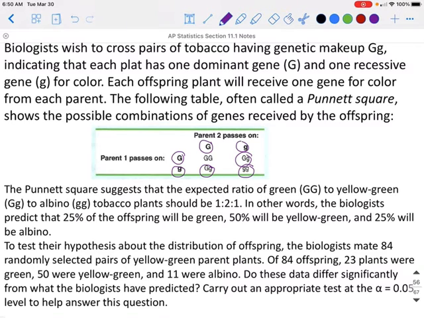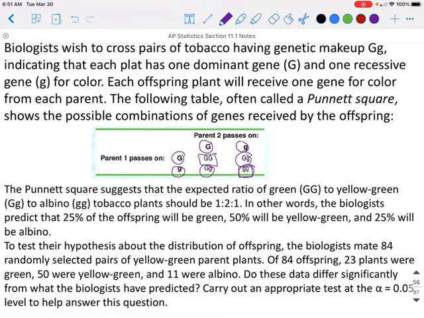The Punnett Square suggests that the expected ratio of green, two big G's, to yellow-green, one big G and one little g, to albino, which is the two little g tobacco plants, should be 1 to 2 to 1. Because there's only one time you'll have both dominant genes, one time you'll have both recessive genes, and two times that you'll have one recessive, one dominant. In other words, the biologists predict that 25% of the offspring will be green, 50% will be yellow-green, and 25% will be albino.